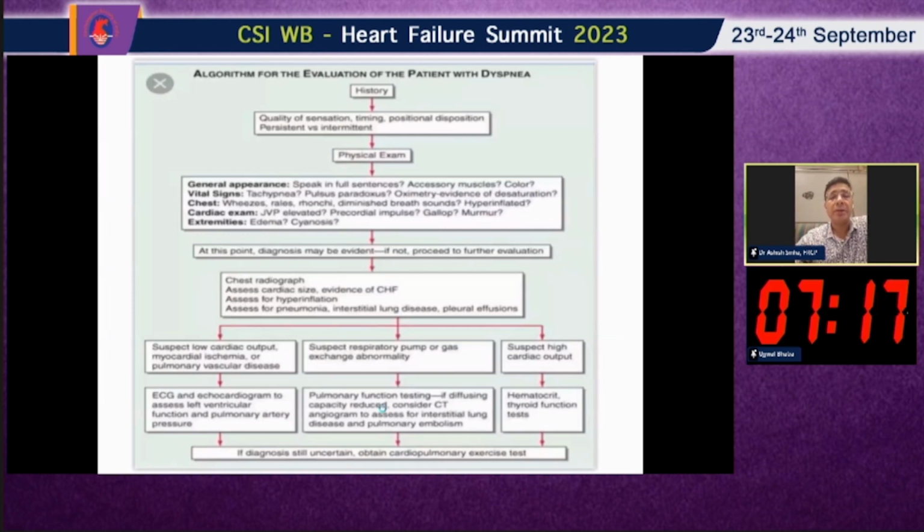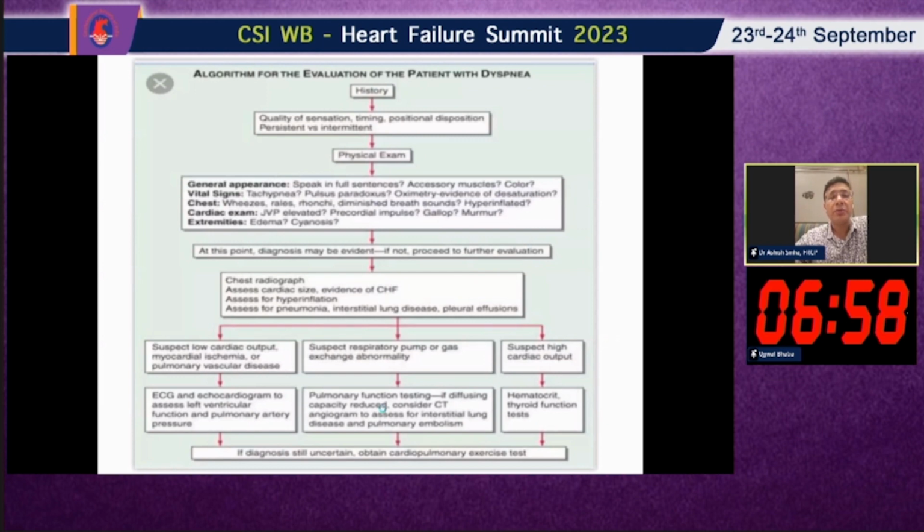This is again a very important slide because it talks about the algorithm of the evaluation of the patient. Again, history is the most important thing. History gives you almost 90% of the diagnosis. So investigation is definitely needed, but unless and until you have taken a very good history, investigation is of no use.